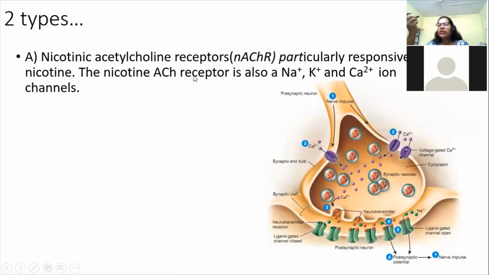So there are two types now. In the case of ligand-gated channels, we are going to talk about acetylcholine. In the acetylcholine receptor also, we have two types. The first one is called the nicotinic acetylcholine receptor, in short nAChR. It is particularly responsive to nicotine, as the name suggests. It is also called the Na+, K+ and calcium ion channel because it results in the opening of these channels.